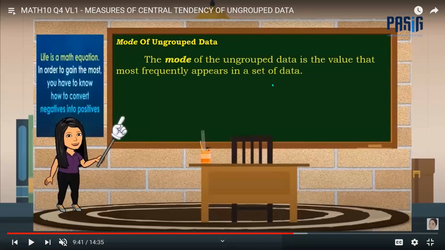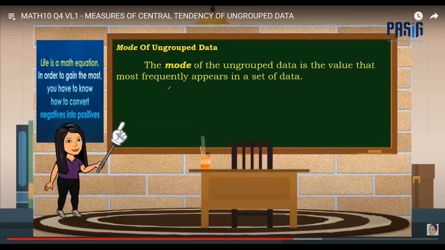So kung meron kayong makikitang data, tulad ng ginawa natin kanina, nagbigay ako ng example ng mga data. We have 88, 89, 97, 92, then we have 87, 90, 87, 87. Ang tinatawag natin na mode ay yung value that frequently appears or mostly occurs in the set of data.